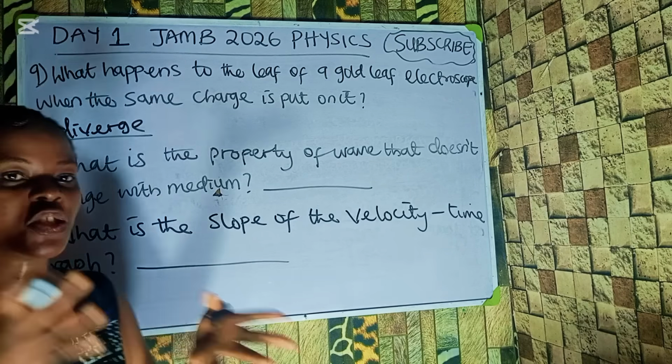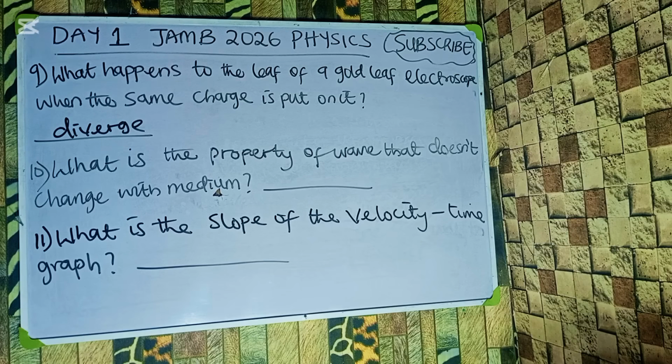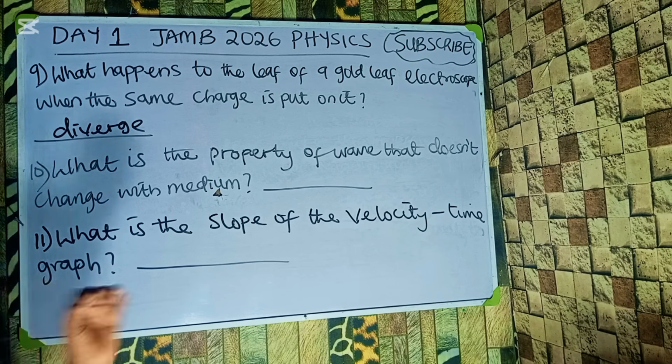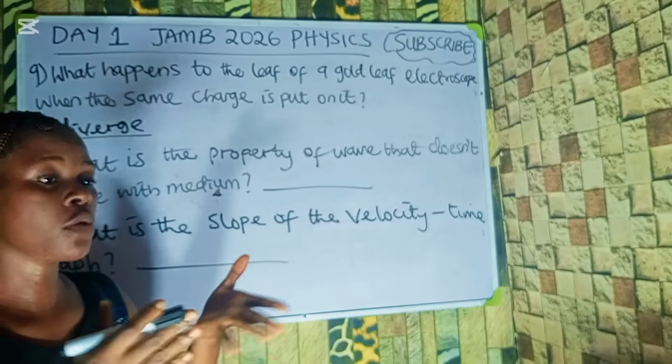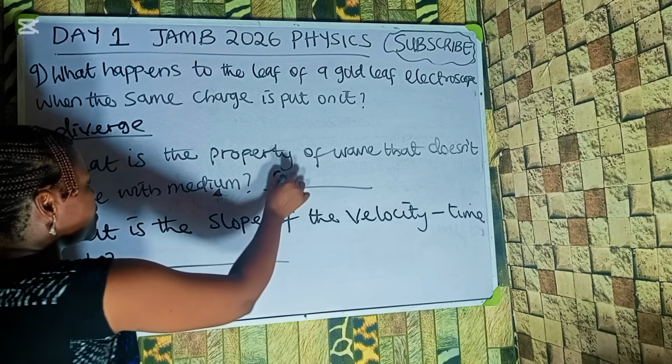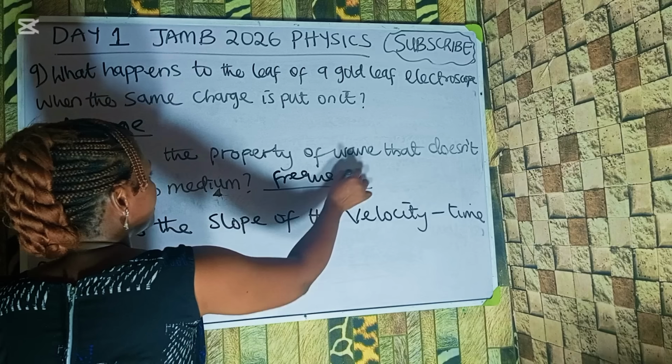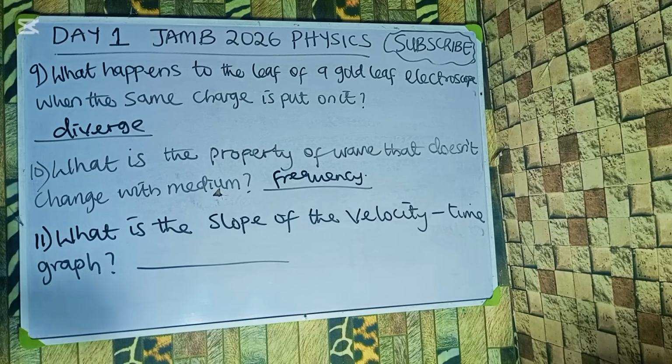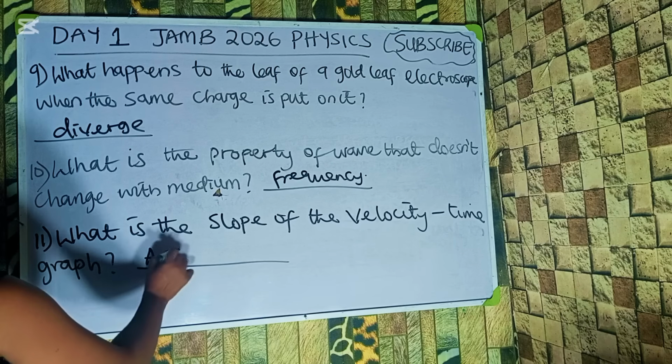Question 10. What is the property of wave that doesn't change with medium? The only property of a wave that does not change when it moves from one medium to another is said to be what? Frequency. So the answer is frequency. Question 11. What is the slope of the velocity time graph? The slope of velocity time graph is acceleration.